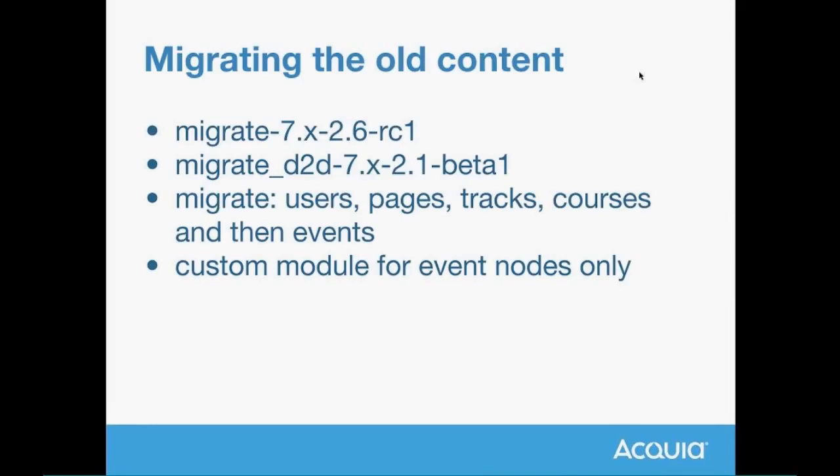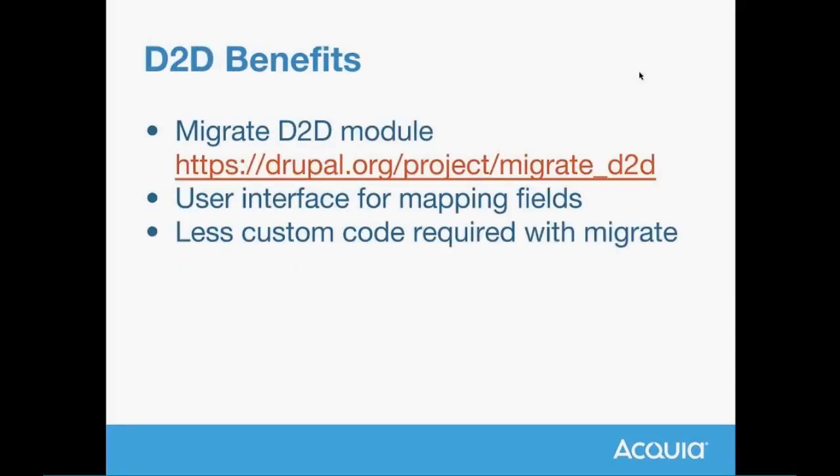So the only custom work that I had to do in this migration was for event nodes, which is one of the major benefits of Migrate D2D. So that's the link for the module. It gives you a very nice user interface where you can click what your source and what your destination fields are going to be. You can manually set some fields, and basically you have to write a whole lot less custom code.